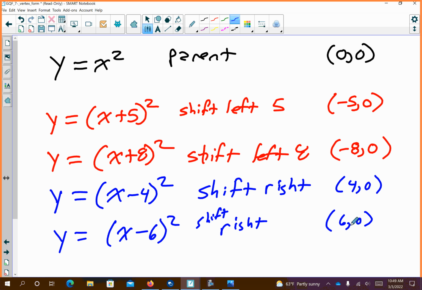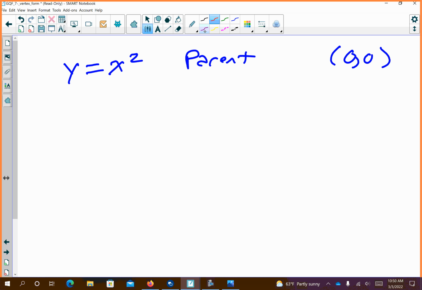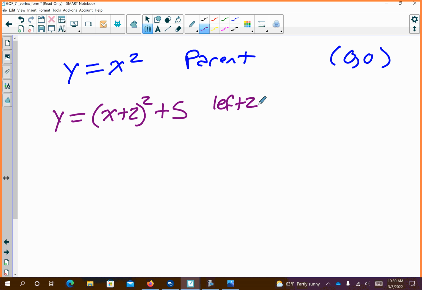Last thing to talk about. All right, actually 2 more things. So what is this known as? The parent function, okay. And what's the vertex of the parent function? 0, 0. Okay. Ready to have a little horsepower? What's going to happen here? Okay, I'm going to say left how many? Left 2. Anything else? It's going to go up. Up 5.